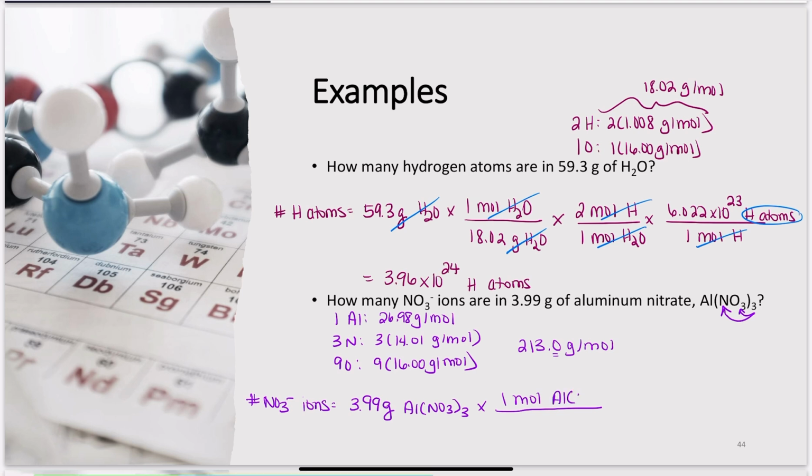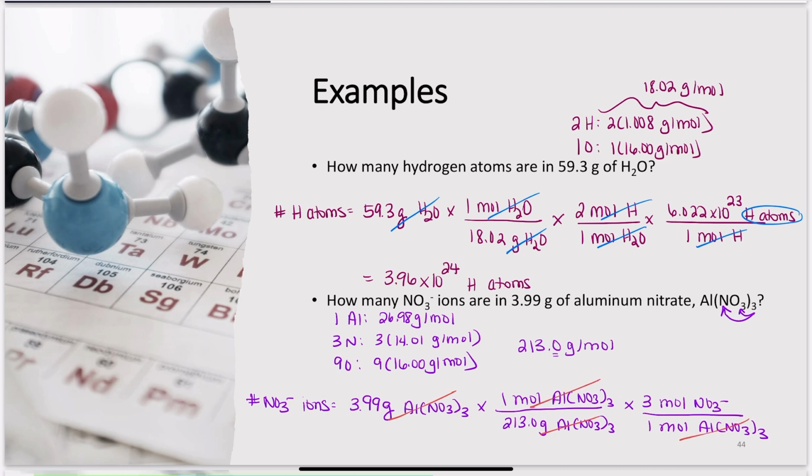1 mole of aluminum nitrate weighs 213.0 grams. So I've canceled out my grams of aluminum nitrate. Now I'm in moles of aluminum nitrate. But I don't want moles of aluminum nitrate. I want moles of nitrate. I see that there's 3 moles of my nitrate ions for every 1 mole of aluminum nitrate. That cancels out my moles of aluminum nitrate and gives me the moles of nitrate.